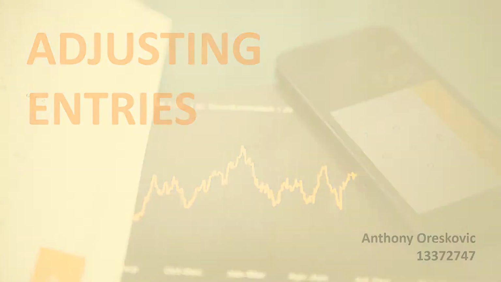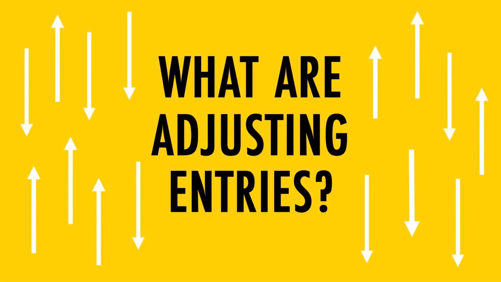Adjusting entries. What are adjusting entries? Adjusting entries are made in the general journal to record revenues which have been earned but not recorded and expenses that have been incurred but not recorded.